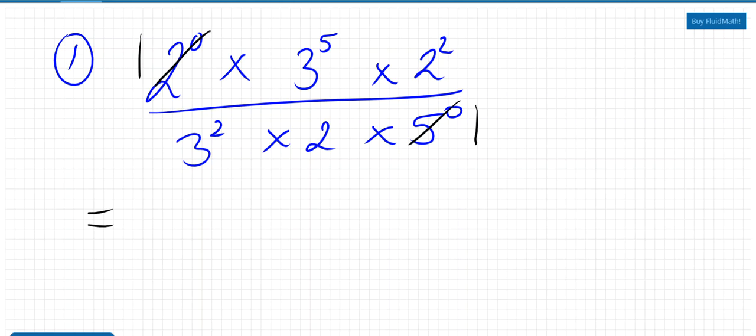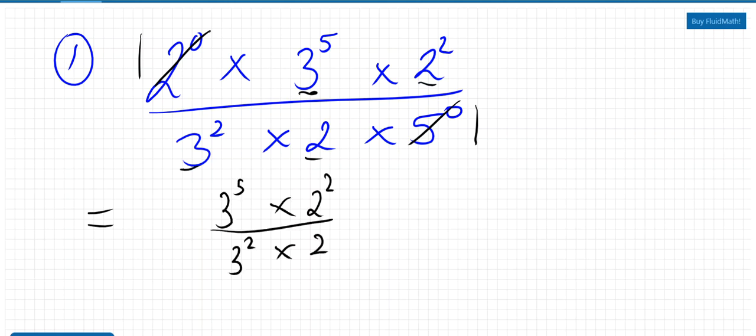Next, if I look at the top, I have a base of 3 here and a base of 2. And on the bottom, I've got a base 3 and a base 2. So I'm just going to write it out again. Now, on top, I can't add the powers of the same base because they're different. 3 and 2 are different, and as well as the bottom. So now I'm going to use the second index law where I subtract the powers of the same base.